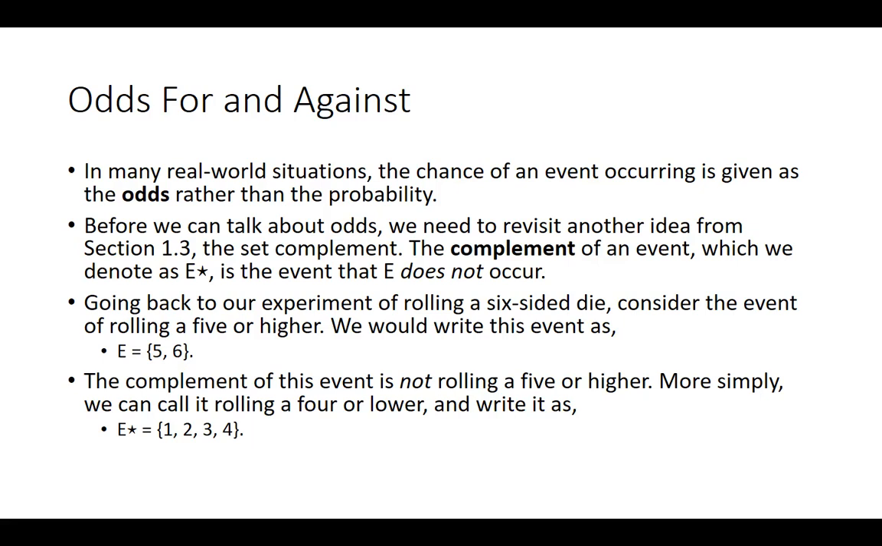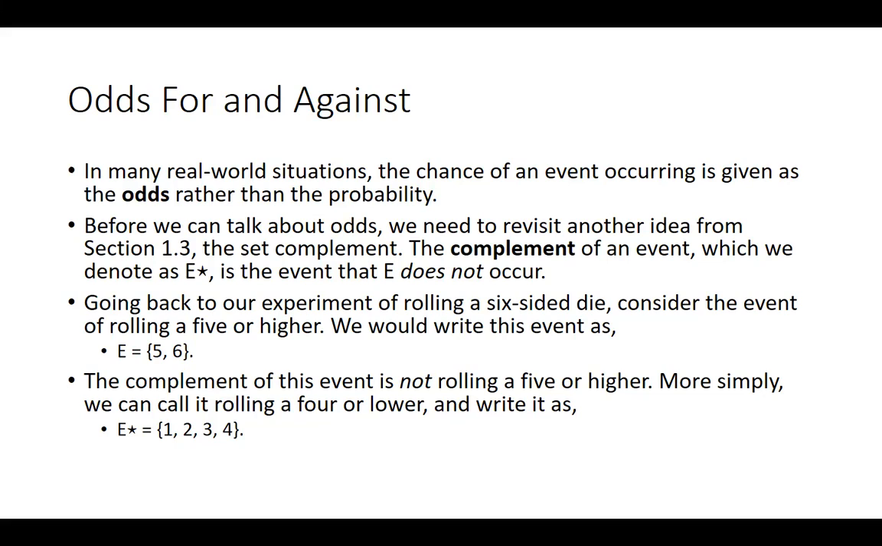Now let's talk about odds for and against. In many real-world situations, the chance of an event occurring is given as the odds rather than the probability. Before we can talk about odds, we need to revisit another idea from section 1.3, the set complement. The complement of an event, which we denote as E star, is the event that E does not occur.